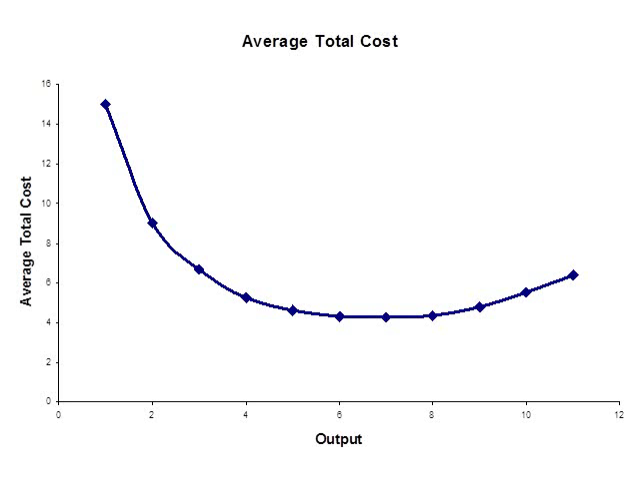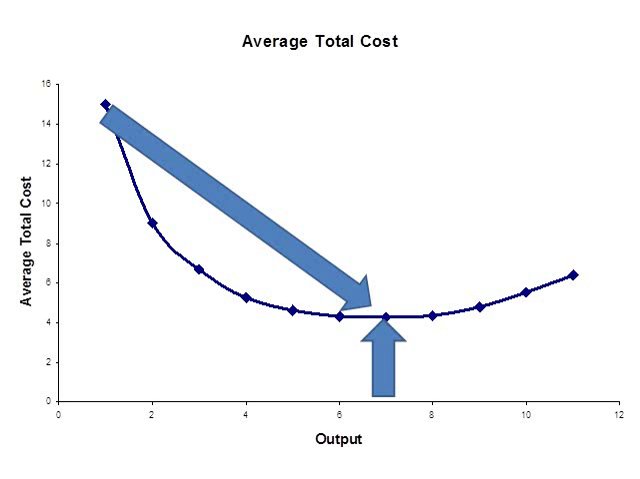The average total cost curve shows that as production increases, the average total cost first declines, reaches a minimum point, and then increases.